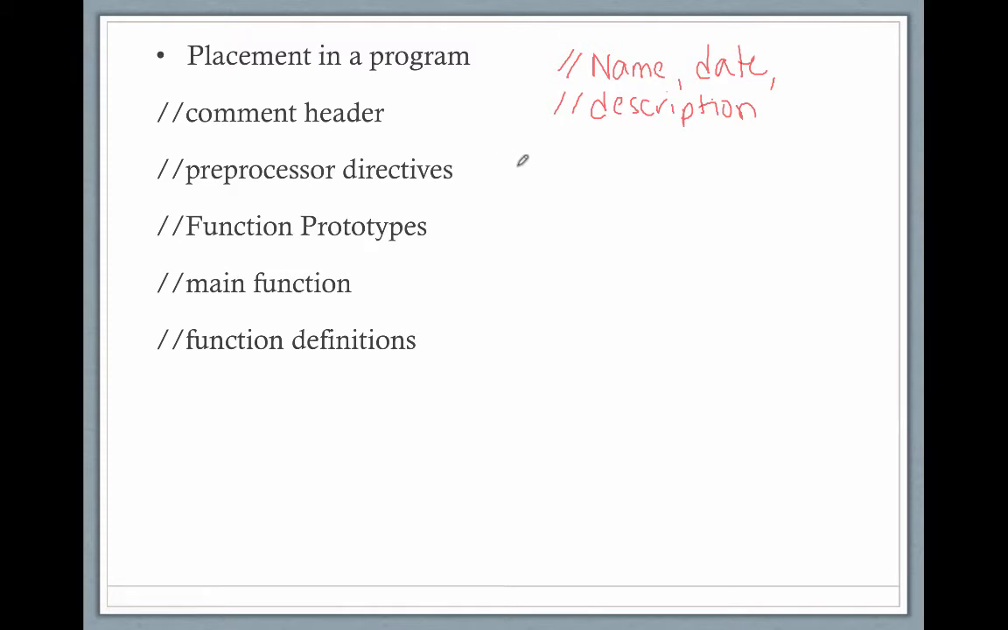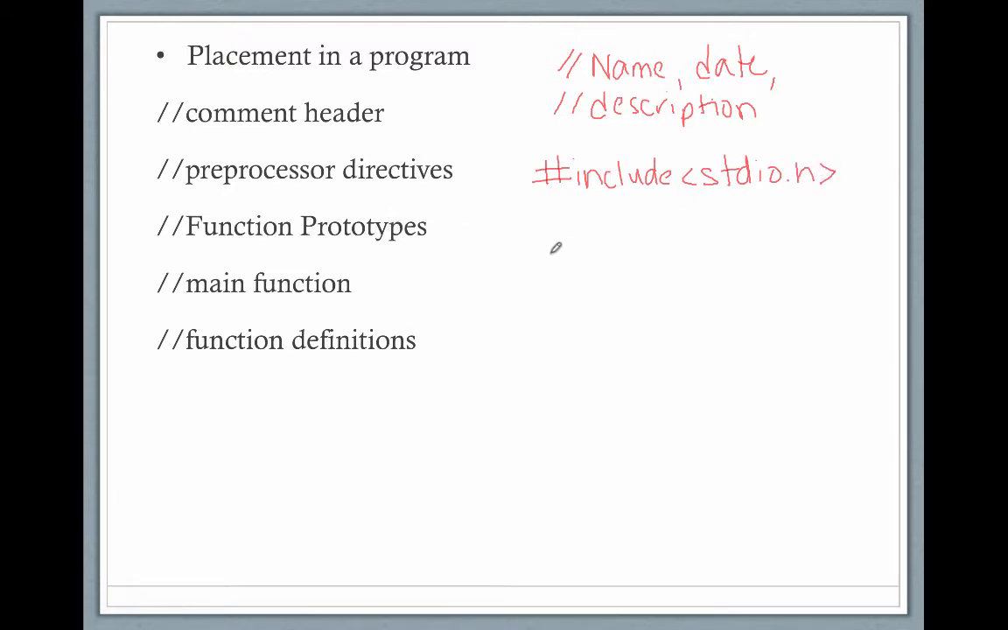Following that, I would have my preprocessor directives, which we'll just put one for example here, #include <stdio.h>. That's a preprocessor directive. Then you would put your function prototypes here.